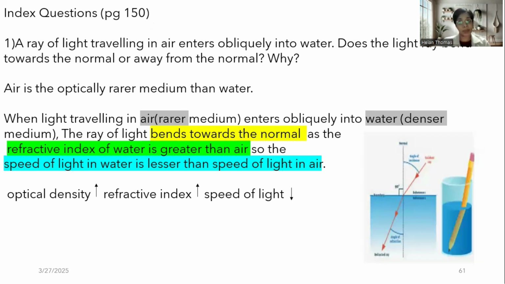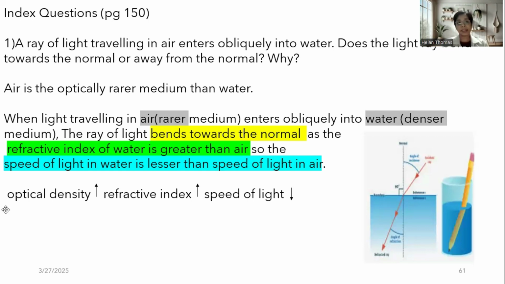Why is it bending? It is because the refractive index of water is greater than air. So we learned about this. When light enters obliquely from a rarer medium to a denser medium, the light ray will bend more closer towards the normal. Instead of tracing a path like this, it will bend more closer towards the normal. So why is it so? It is because the refractive index of water is greater than air. In other words, water is a denser medium, so the speed of light in water is less than the speed of light in air.